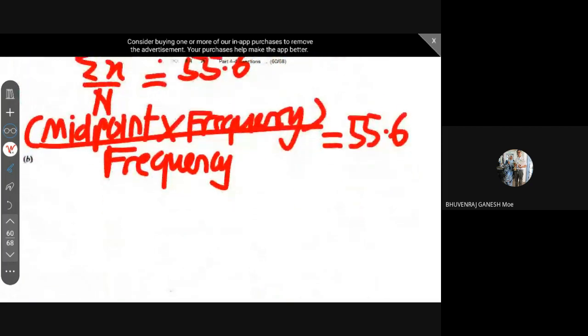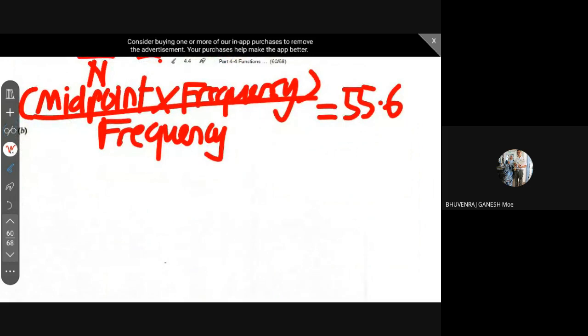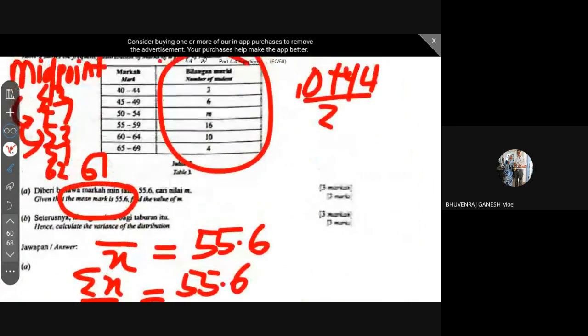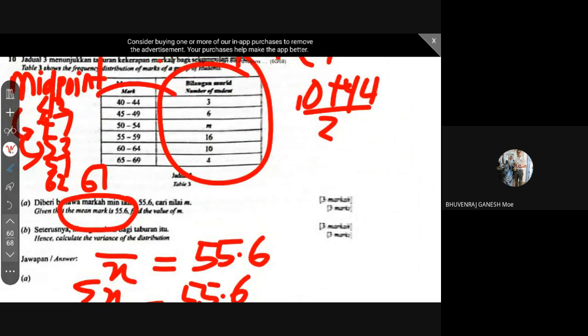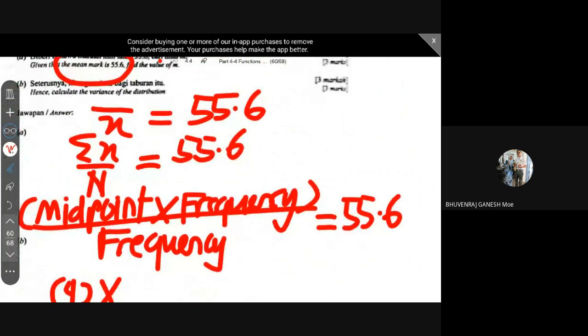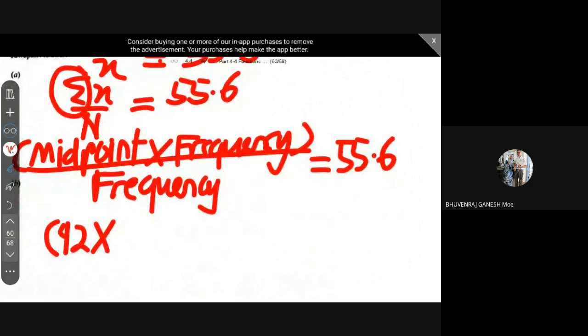Okay. So midpoint times frequency. So you need to do for every data, means you're going to expect 6 times. Because you have, is it 6 or 7? 6 times plus all of the data. Because you know this is sum, you know. This symbol is called sigma. Sigma means sum for Greek alphabet. Okay. So you need to plus up all the product of the data.